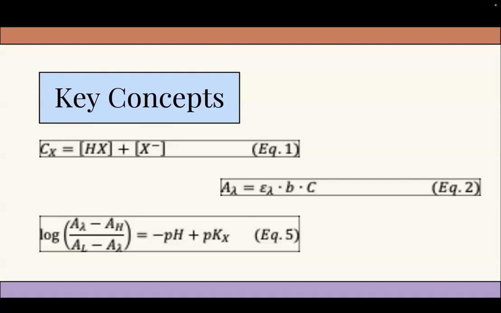For the last equation, A represents the absorbance of the solution at a specific wavelength, AH represents the absorbance of the solution at a high pH, and AL represents the absorbance of the solution at a lower pH. This equation is derived from Beer's law and the equilibrium between the acid and base forms of the indicator. It establishes a logarithmic relationship between absorbance, pH, and the acid dissociation constant of the indicator. By plotting absorbance ratio versus pH and fitting the data to a linear equation, the value of pKx can be determined from the slope of the line.